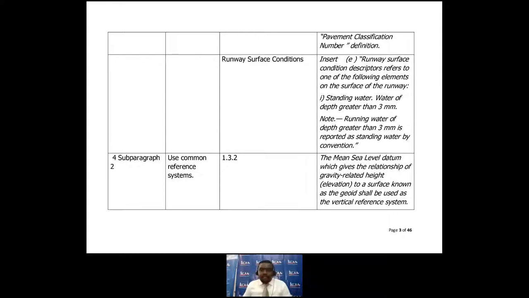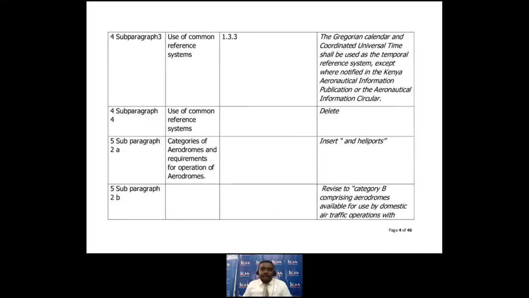Then on the use of common reference system, that is regulation 4 paragraph 2, there's a few changes on the mean sea level datum. Then we continue with the use of common reference system, the Gregorian calendar. So this was just some rewording for clarification. The next, on the categories of aerodrome and requirement for operation of aerodromes, we inserted the word heliports. They are to be all inclusive.